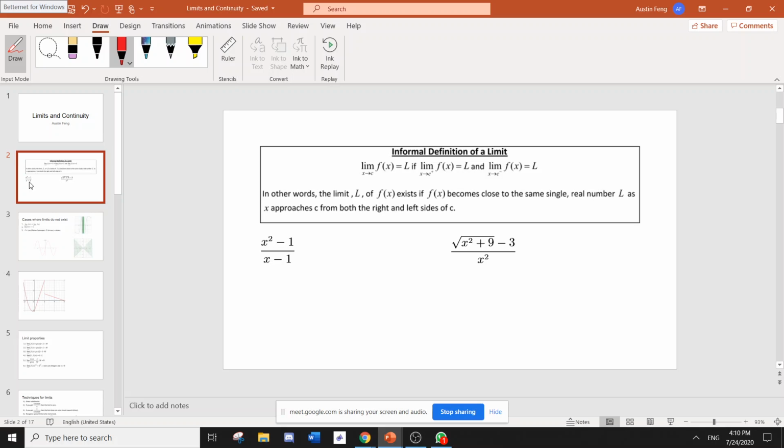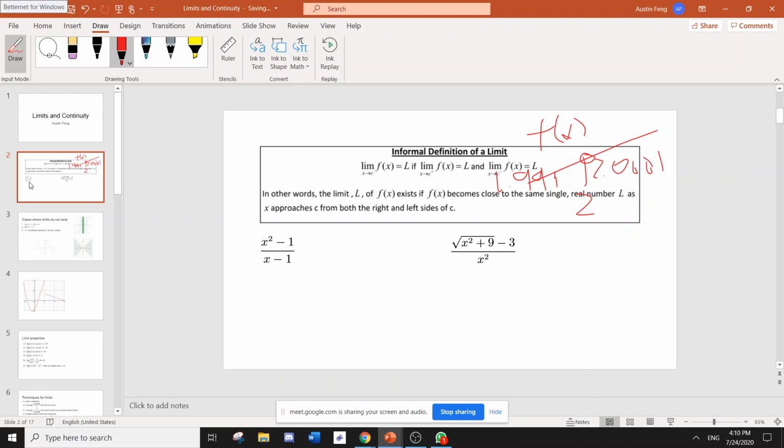So let's say I have a function and we call it f of x, and we want to find the value at 2. We don't find the exact value, we find the value when x becomes very, very close to 2. So for example, 2.0001 or 1.999, etc.